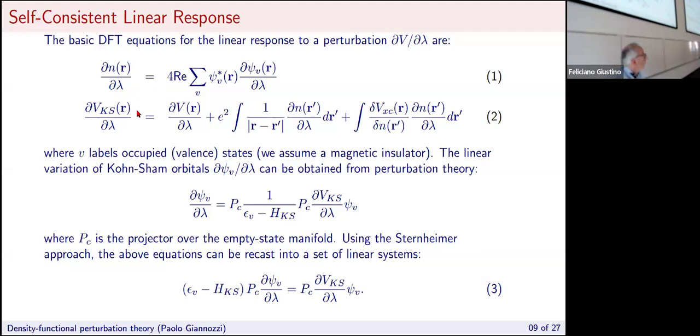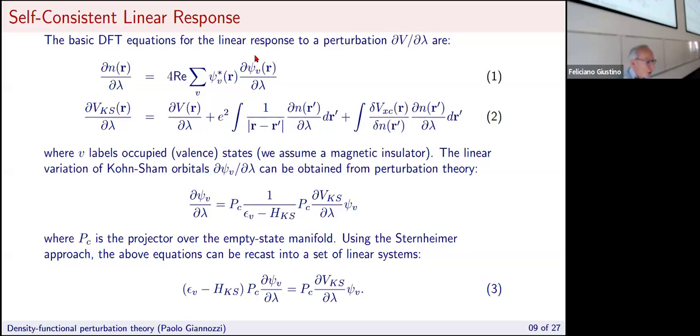And the derivative of the Kohn-Sham potential contains a bare term, the term that comes from the external potential, or pseudopotential in general, plus a term coming from the Hartree potential, and a term coming from the exchange-correlation potential, which is written here in a formal way via the functional derivative of the exchange-correlation potential times the linear response of the charge density.